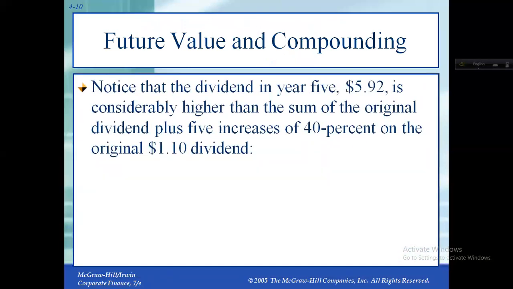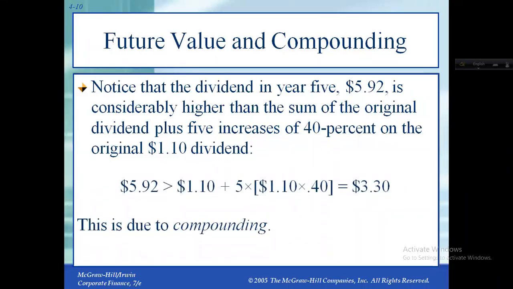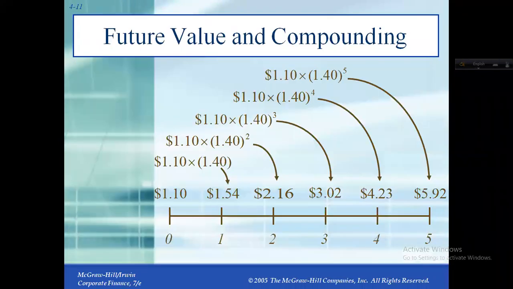Notice that the dividend in 5 years, $5.92, is considerably higher than the sum of the original dividend plus 5 increases of 40% in the original $1.10 dividend. This is because of compounding. Using the formula, future value equals present value times (1 plus R) to the power N, we get interest on interest. So it is compounded, and the value is increasing.